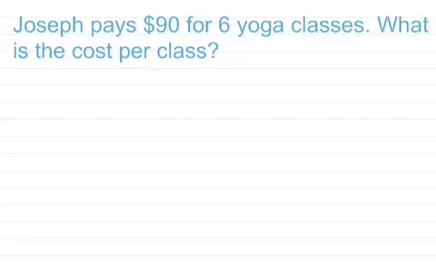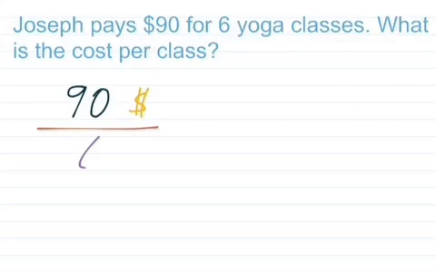A lot of y'all could solve this as a regular word problem, but if we use this as a unit rate question, we can always write a rate. Remember, a rate is a comparison of two different things by division. So we could say that this is 90, the amount of money right over here, and what we have is $90 for 6 yoga classes.